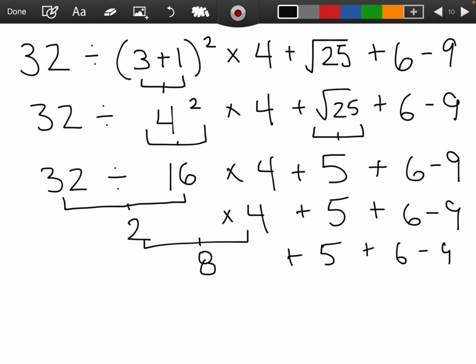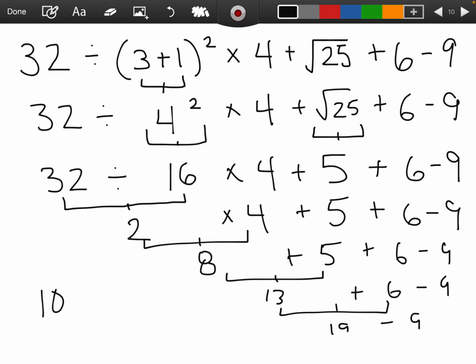So now we're left with just addition and subtraction. So we can just work from left to right. 8 plus 5, 13 plus 6 minus 9. Again, left to right, 13 plus 6, 19 minus 9. And that is equal to 10. Final answer.